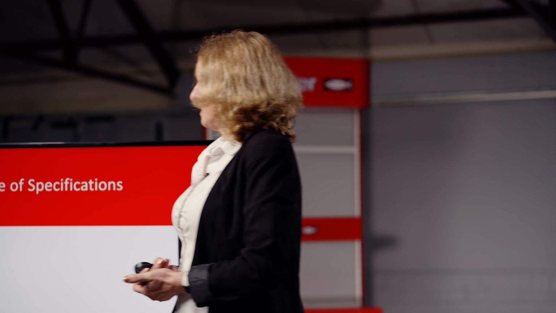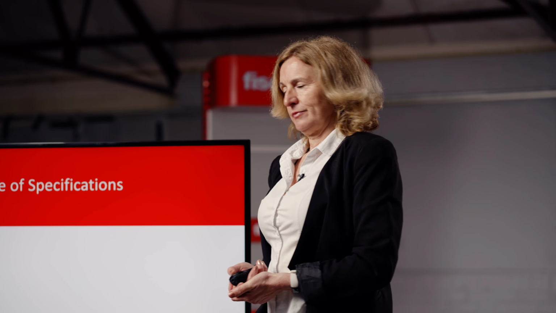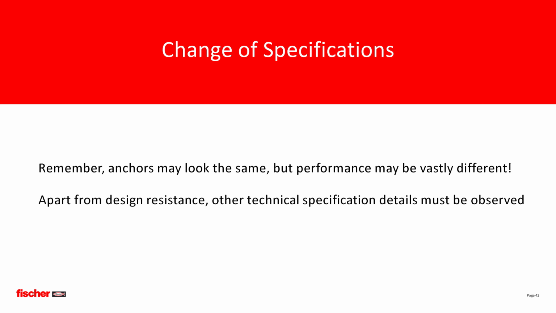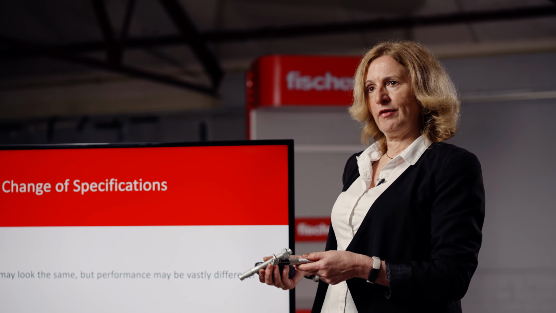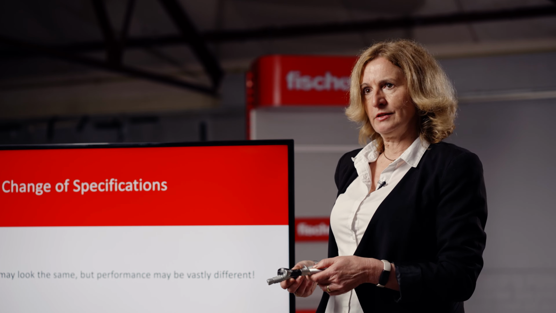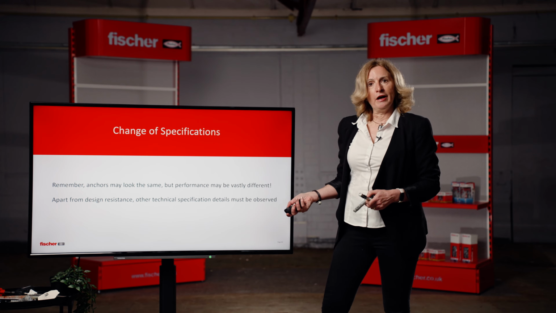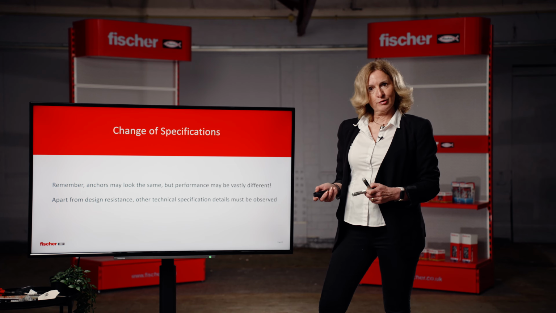Another risk with anchors is change of specification. Sometimes the specification is changed without understanding that a fixing, which might look the same, might be the same diameter, same length, but will not perform in the same way. Also, what is important to understand, it's not enough just to check the published performance values, for example, tensile resistance. You have to check other details. And I will show you an example why this is important.